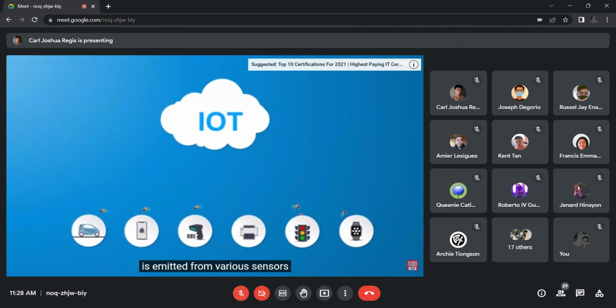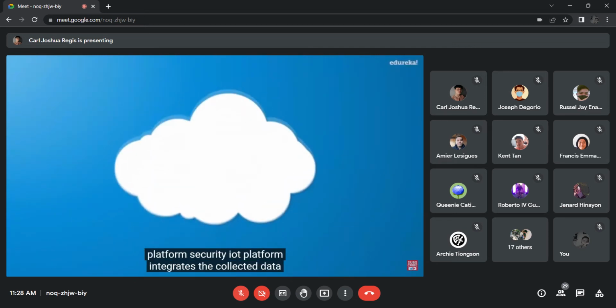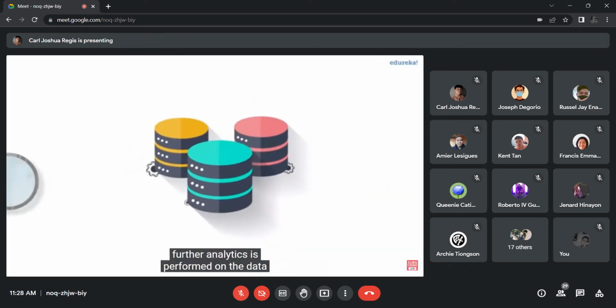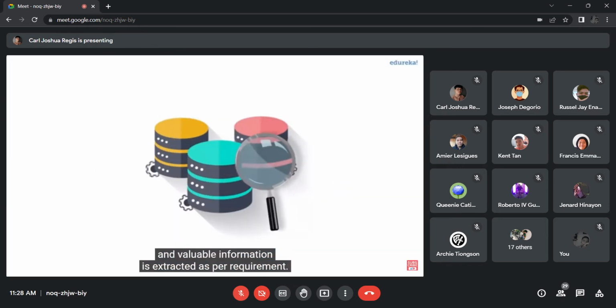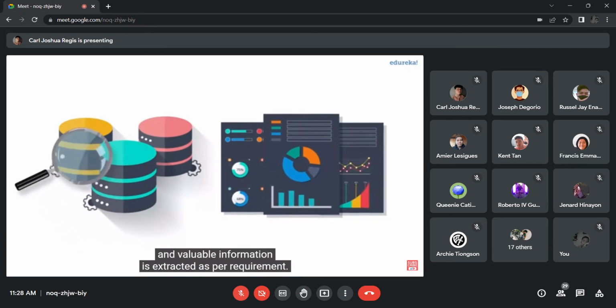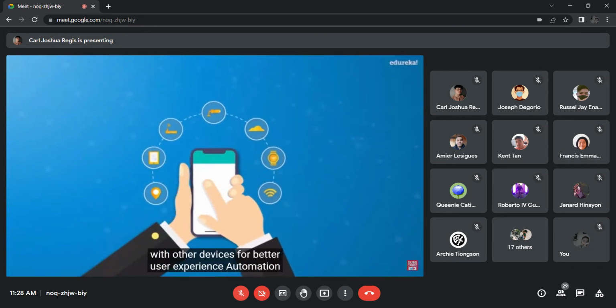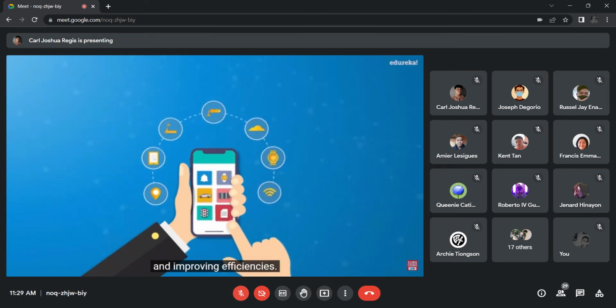Data is emitted from various sensors and sent to IoT platforms securely. The IoT platform integrates the collected data from various sources. Further analytics is performed on the data and valuable information is extracted as per requirement. Finally, the result is shared with other devices for better user experience, automation, and improving efficiency.